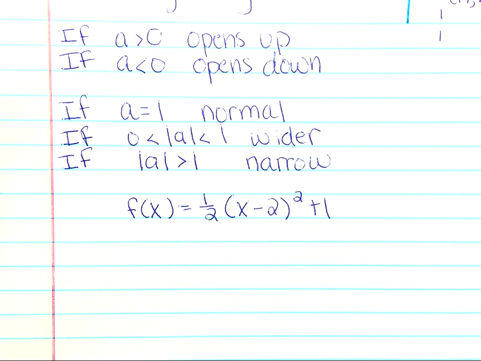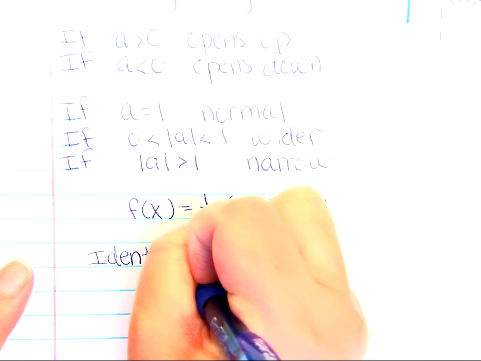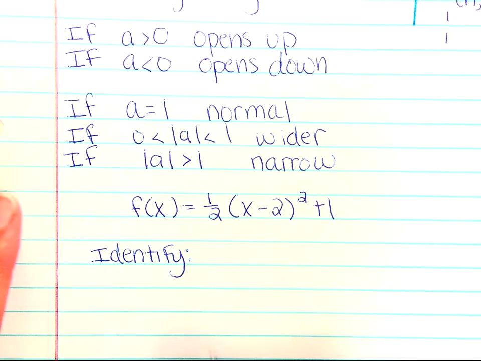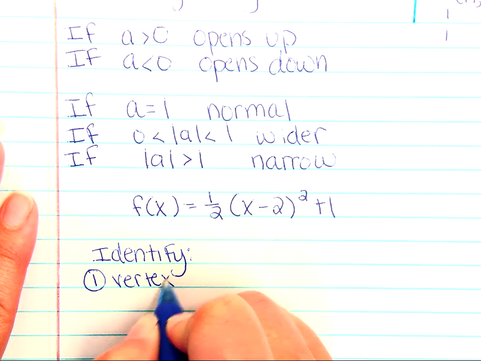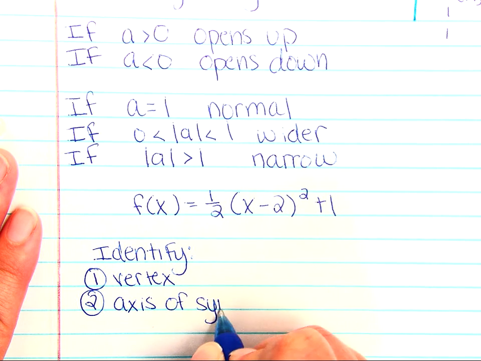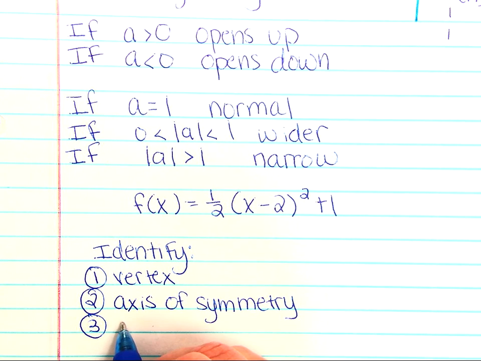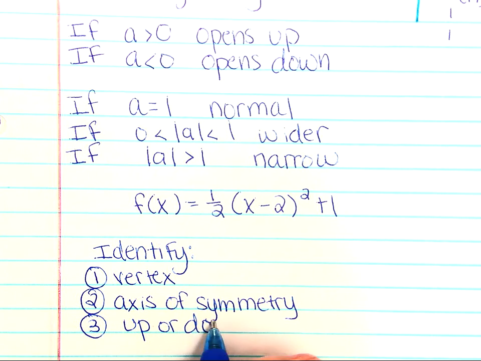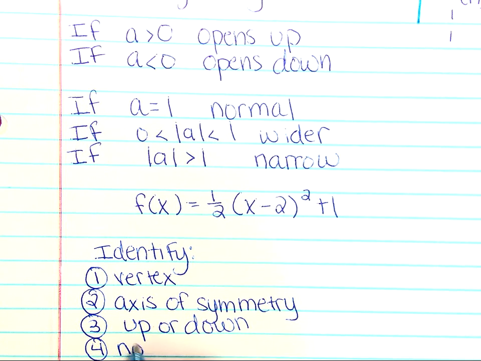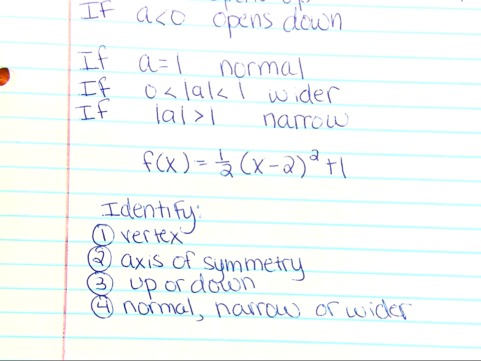So then I can go ahead and identify some things. When I make this list, I suggest you see if you can do this before I go through it. The first thing you should be able to tell me is the vertex. Then the axis of symmetry. Then whether it's up or down. And then we would say normal, narrow, or wider. You should be able to identify those 4 things no matter what equation of a parabola I give you.